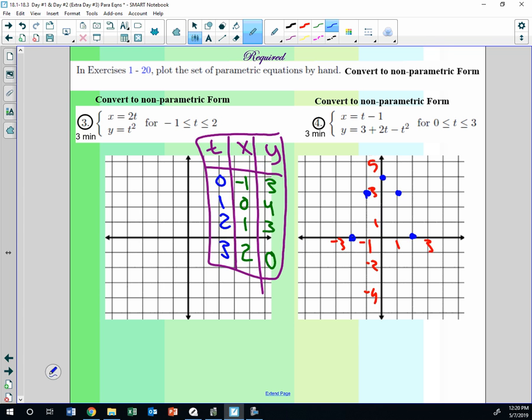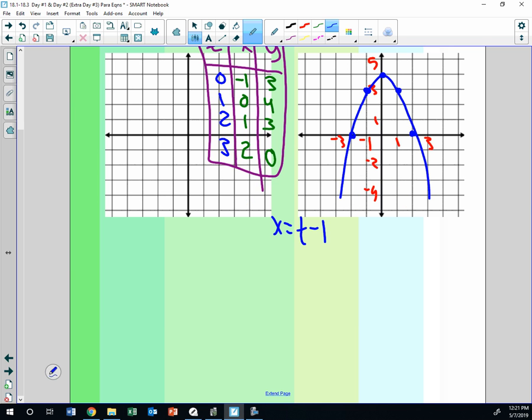All right, so what we make of this is a nice little parabola. Well, that's what it looks like. But what would a formula look like? So we're going to do that too. X equal to t minus 1. We're going to convert it into a single non-parametric equation. Solve for t. You're going to add 1 to both sides. And so now you have t equal to x plus 1. And then you just put that back into the original.